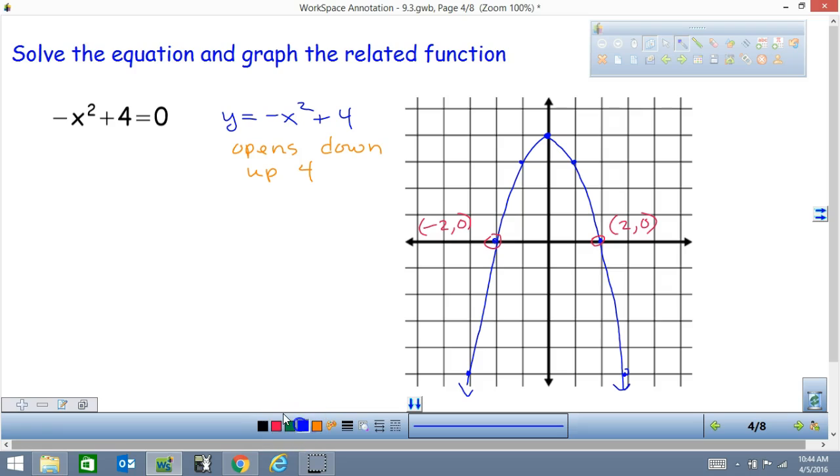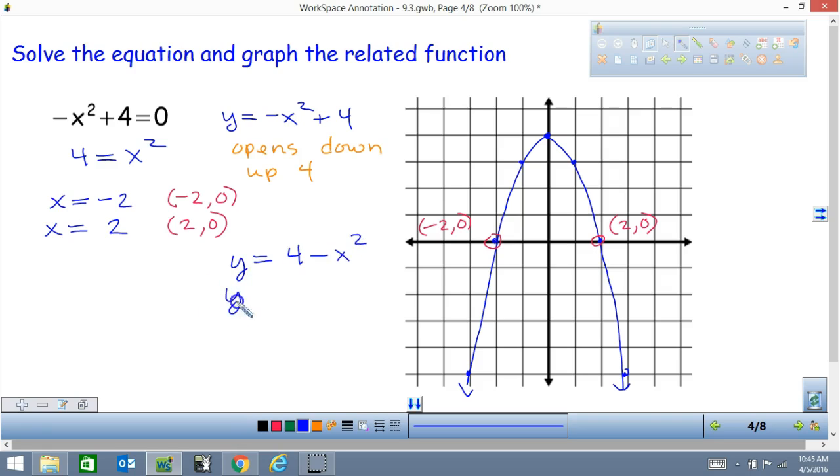Solving this equation, I'm going to say, well, 4 equals positive x squared. I add x squared to both sides. And now x equals negative 2 or x equals positive 2. And I see that these solutions correspond to the x-intercepts, negative 2, 0 and positive 2, 0. We could also think of factoring y equals 4 minus x squared. And that factors to 2 plus x and 2 minus x. When x is negative 2, 2 minus 2 is 0. And when x is positive 2, 2 minus 2 is 0.